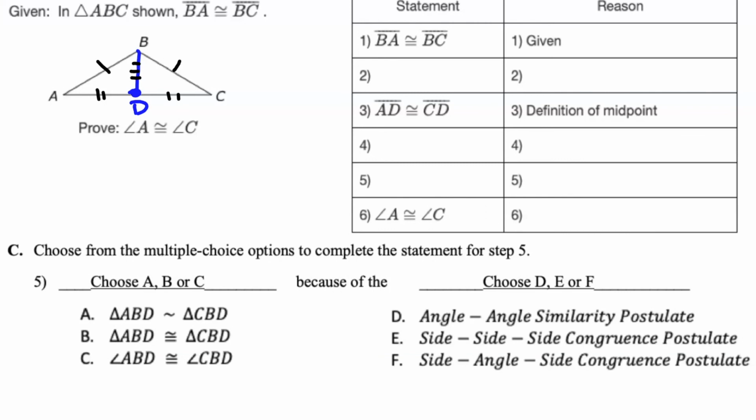Okay, sorry, part 2, trying to finish this up. So again, triangle ABD similar to triangle CBD, that's not it. Triangle ABD congruent to CBD, angle ABD congruent. So this one's out. We're not doing similarity here, right? We're trying to prove congruency. And why are these congruent? This is side, side, side congruency.